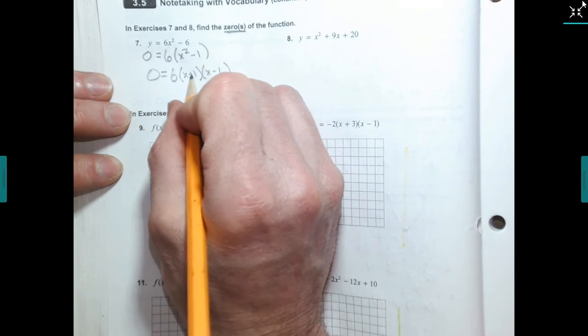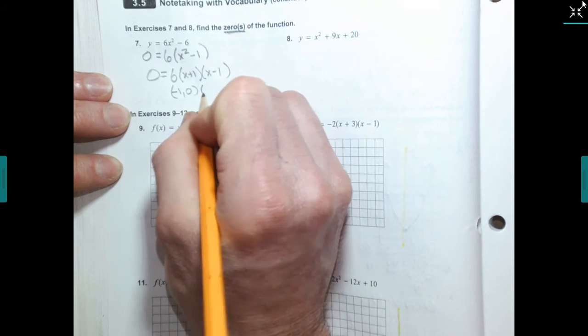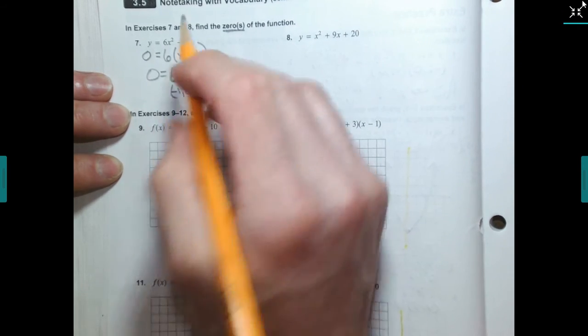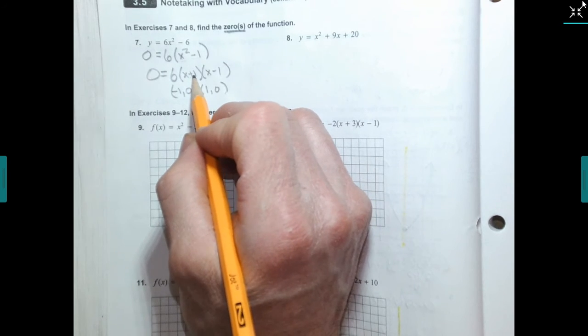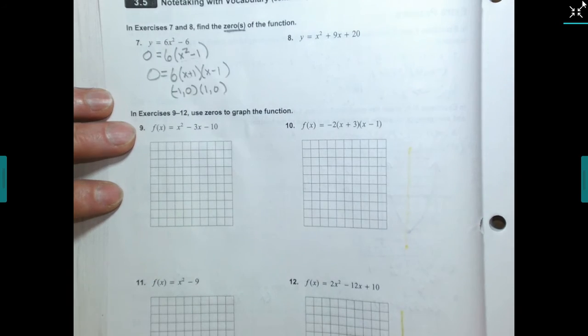So my zeros are negative 1 and 1. You might be saying, no, Blue, that's a positive 1. No, remember, if I make x plus 1 equals 0, I have to subtract 1 from both sides, and I end up getting a negative 1.